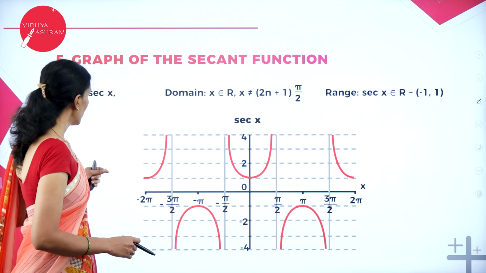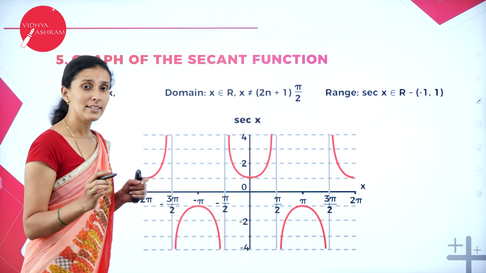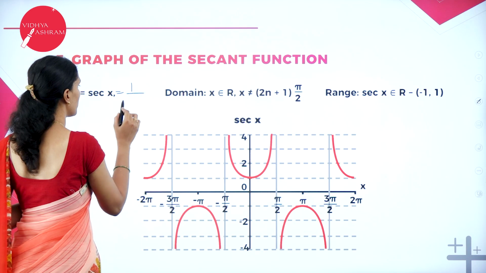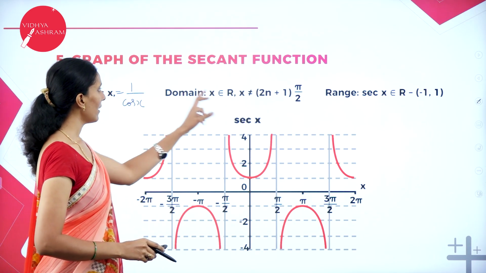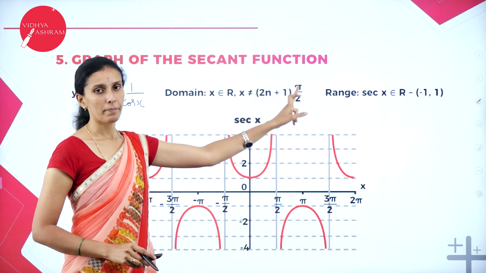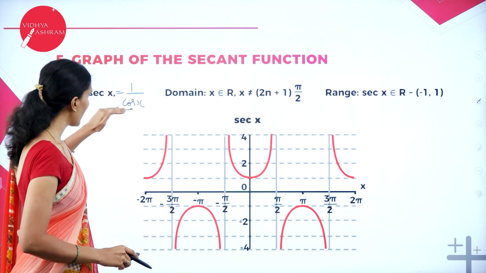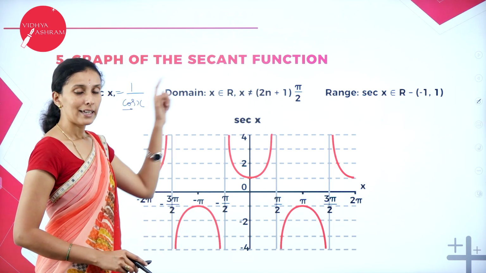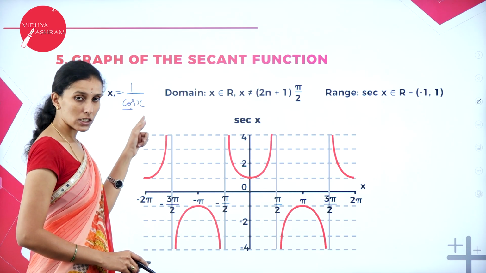Now here we have the secant function. It is the reciprocal of the cos function. So therefore, it can take any real value except (2n plus 1) pi by 2, because cos will become 0 for this value, and it cannot be 0 since it is in the denominator.